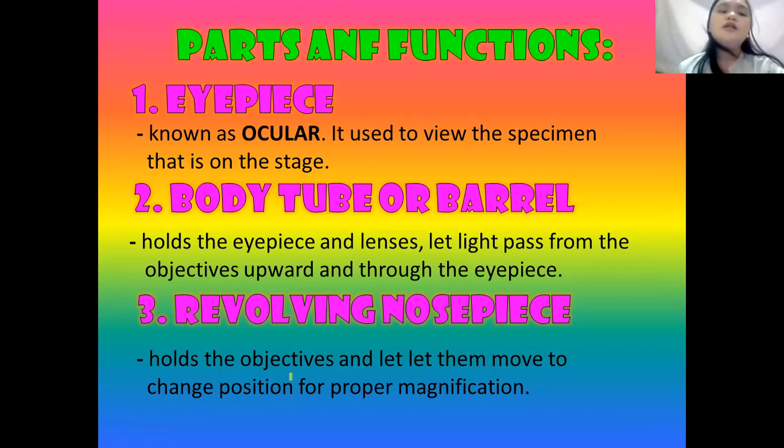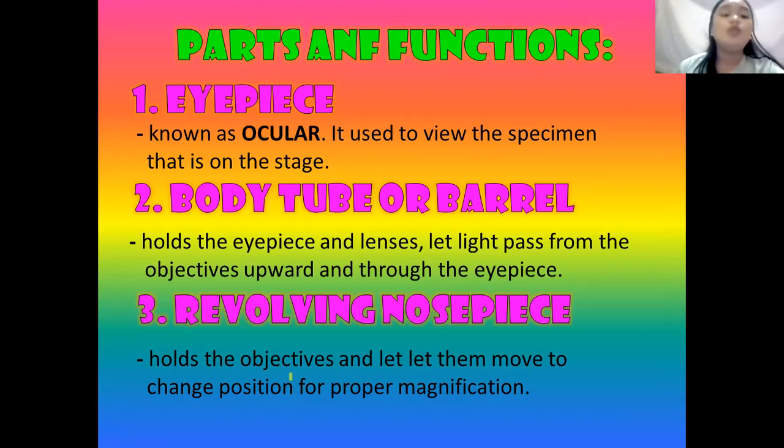Next, number 2, body tube or barrel. So this body tube or barrel holds the eyepiece and lenses, and this is the part where the light passes from the objectives upward and through the eyepiece. So this is the funnel, all right? Okay, and it holds the eyepiece and lens.